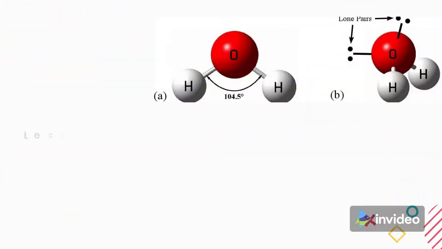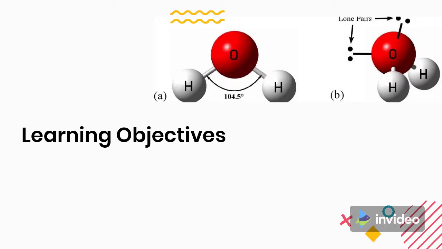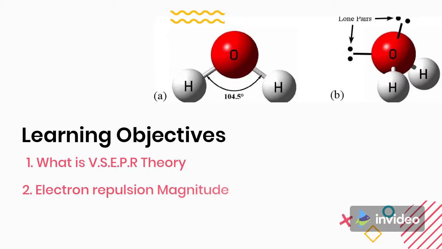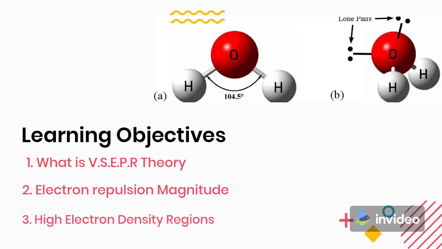We have three learning objectives. First, we need to understand what we mean by VSEPR theory. Second, what is the electron repulsion magnitude and how does it differ? And last, what do I mean by high electron density regions?